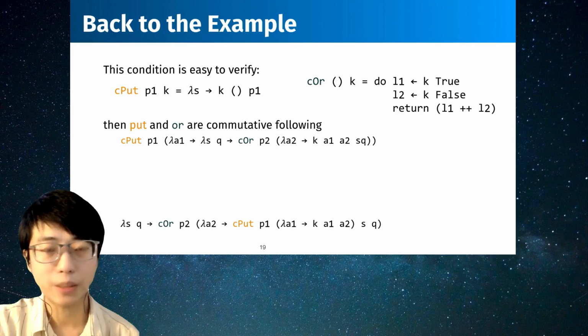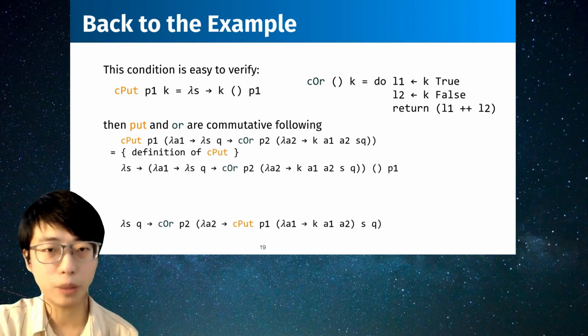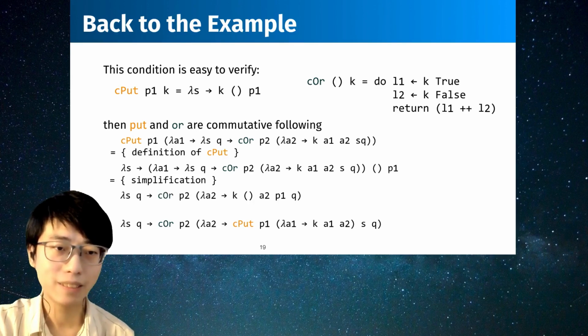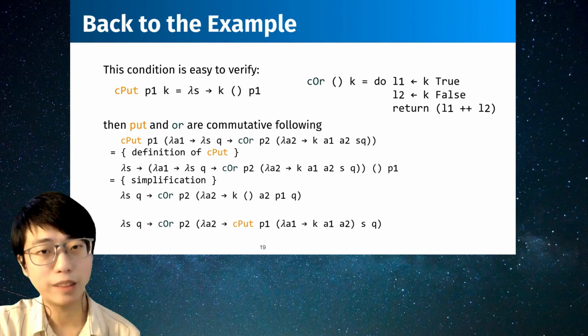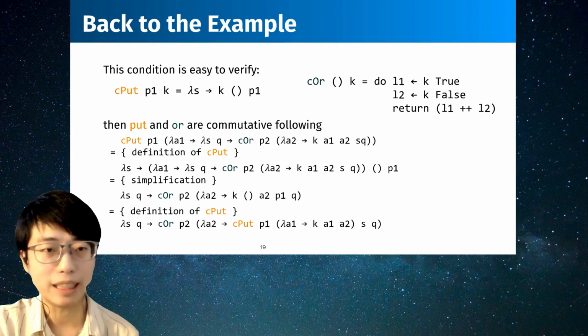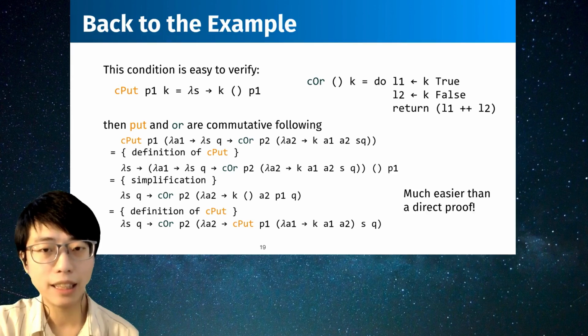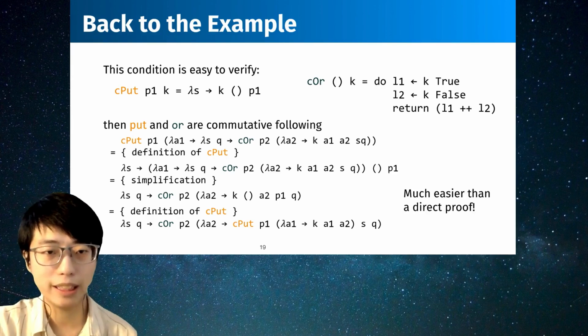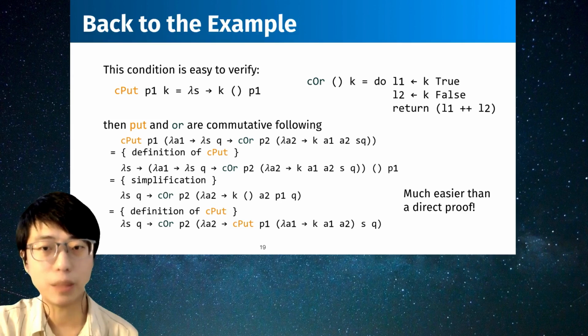The equality is actually very easy to show. Expanding the definition of the cput, we get this. And with some simplification, we get this. And again, using the definition of cput, we have the needed equality. And the point here is that proving a composite handler satisfies an interaction equation in this way is much easier than a direct proof from the definitions.